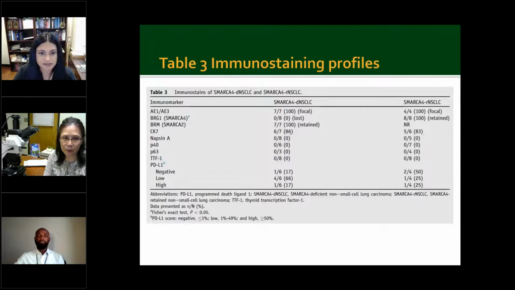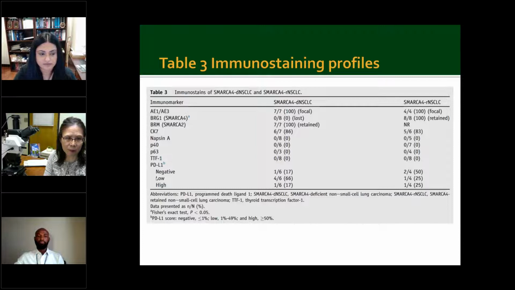Cytokeratin 7 was also expressed pretty much in both groups. And again, napsin A, P40, P63, TTF1, those specific markers of lung carcinomas, adeno and squamous, were not positive in either category. And we mentioned earlier about PD-L1.